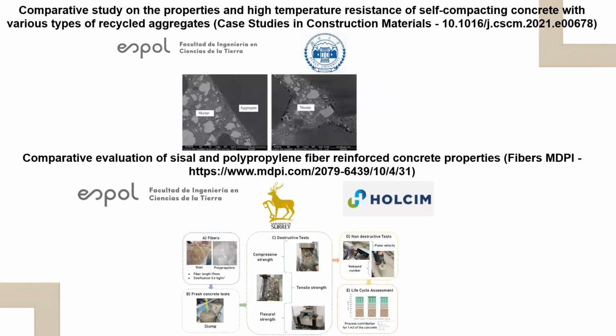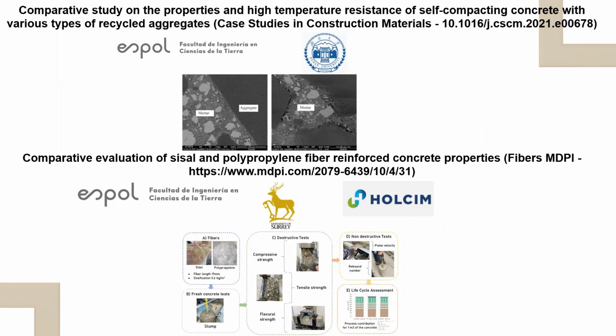Then about concrete, which I told you I have as background as well, because in my previous job I also developed some sustainable concrete. For example, this one is a comparative study on the property and high temperature resistance of self-compacting concrete with various types of recycled aggregate. So recycled aggregate from different construction, and this is already published. This is a collaboration between SPOL and Hunan University in China.